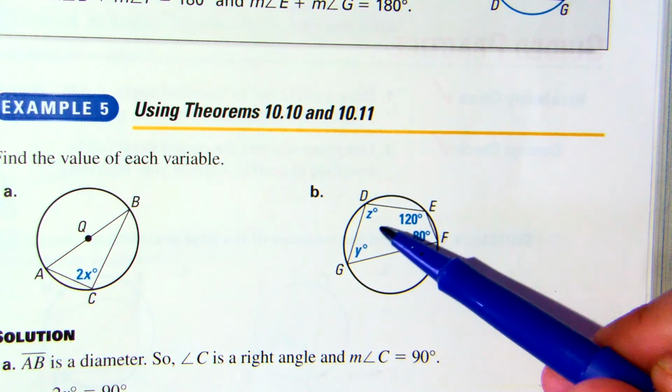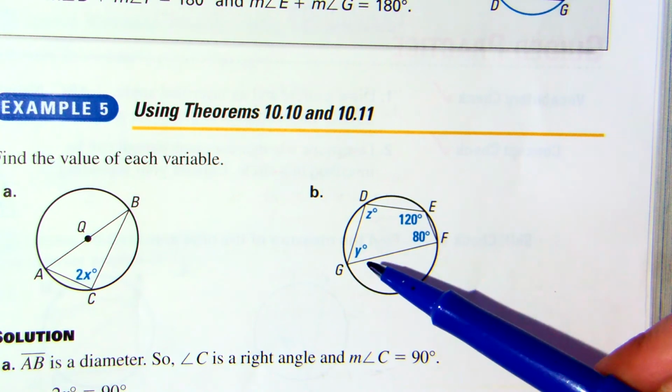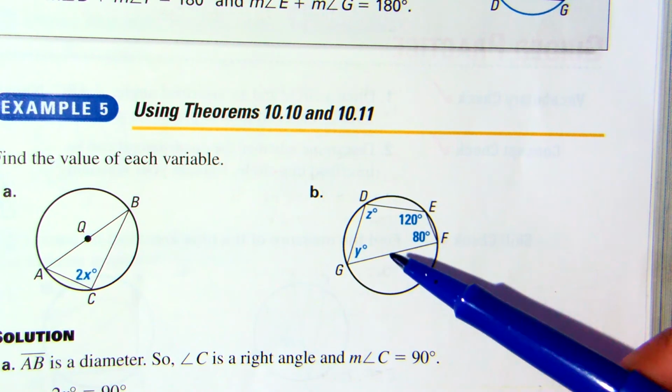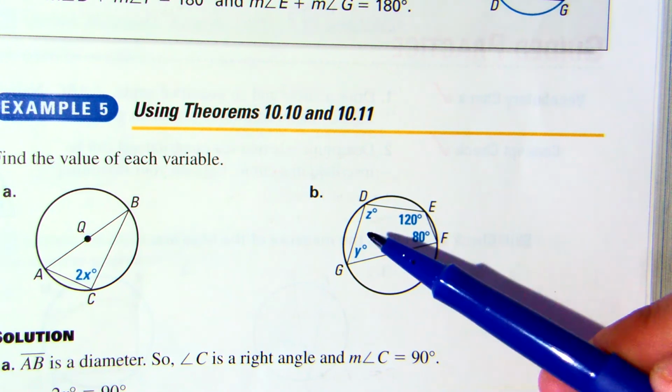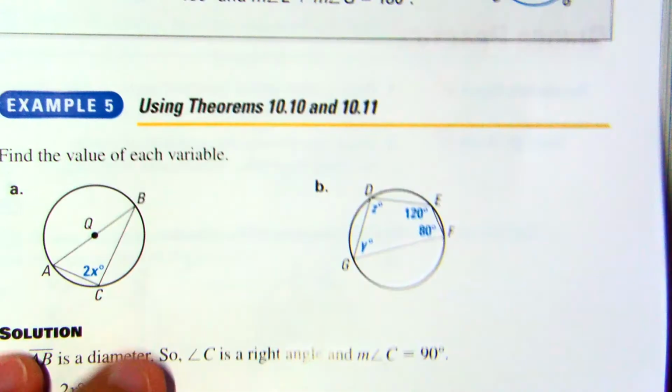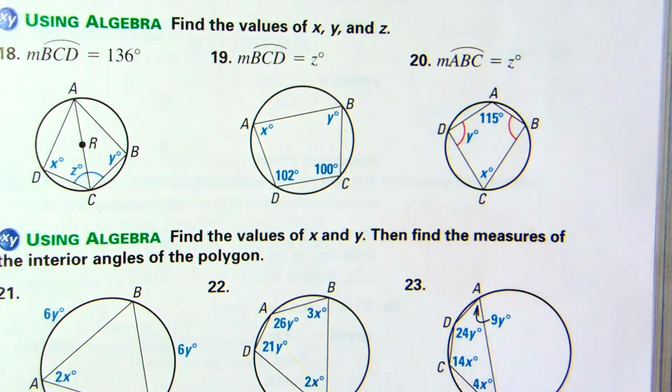Therefore, x would be equal to 100 and y would be equal to 60, because 180 minus 120 is 60 and 180 minus 80 is 100. So if you see a polygon, know that opposite angles are supplementary.